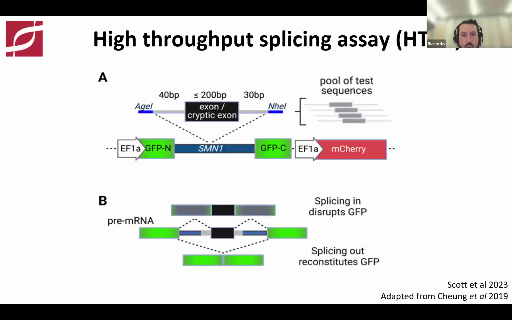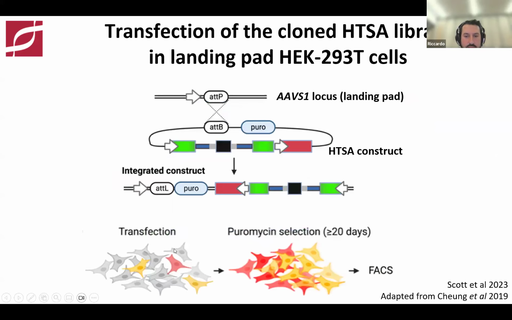This is the plasmid. We insert the segment, the tested segment, with or without the variant that you would like to test in this construct, in between two GFP exons, and we will transfect it into cells. If an exon is included, the GFP won't be reconstituted, so you will see red fluorescent cells.